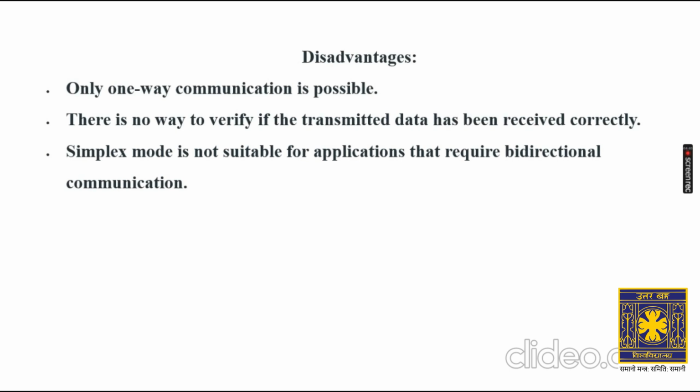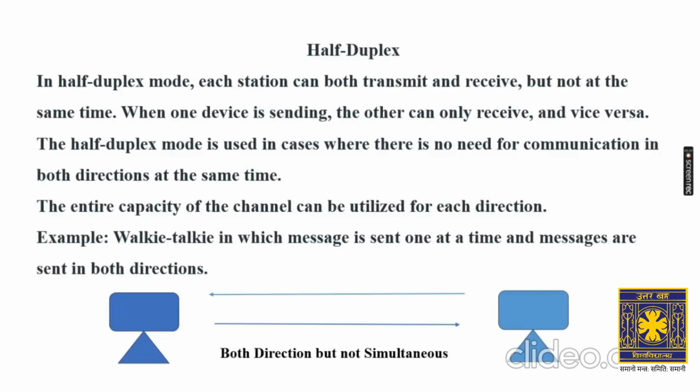So this is all about the simplex mode of communication. I think you understood the things. Now in this lecture we are going to discuss half duplex mode of communication. In half duplex mode of communication, each station can both transmit and receive data and information, but not at the same time. That means they are not able to transmit data and information in both directions simultaneously. That means when one device is sending data, another device is receiving the data.